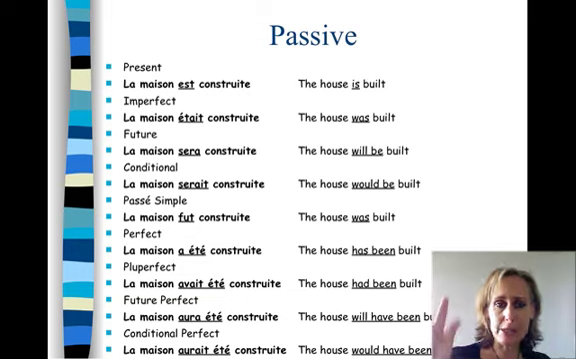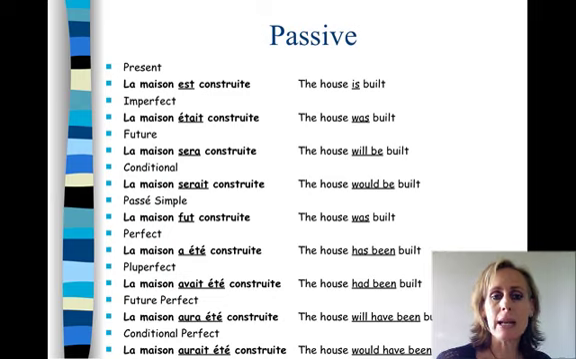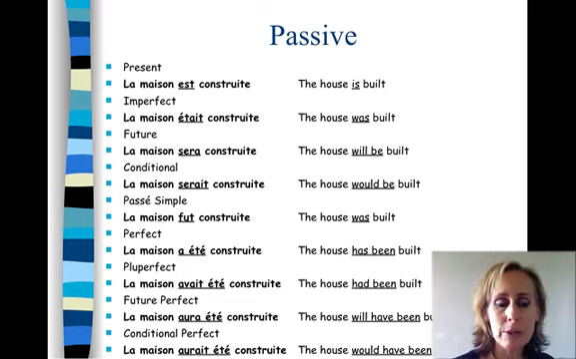Just as in English, we've got these forms of être plus the past participle. Passé simple. La maison fut construite. The house was built. Perfect. La maison a été construite. The house has been built. Pluperfect. La maison avait été construite. The house had been built. You know that with a pluperfect, it's formed by the imperfect of the auxiliary verb plus the past participle. We know that être takes avoir, so it's avait été plus past participle of the active verb, construite.